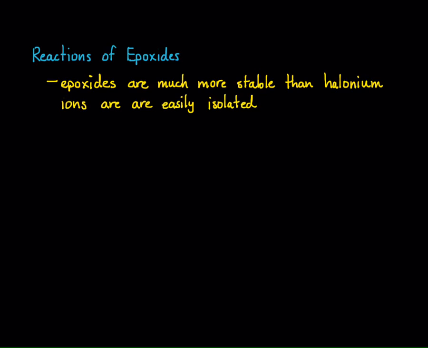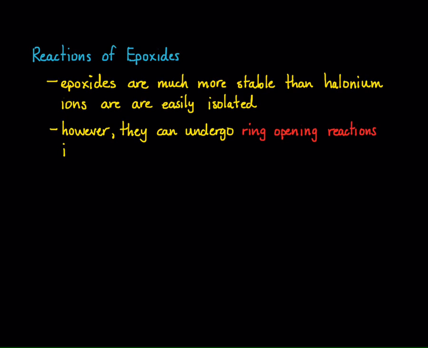So even though they're more stable, epoxides are more stable than halonium ions, they can undergo ring opening reactions in both basic and acidic conditions. And we're going to see some regiochemistry play out in either basic or acidic conditions. So let's take a look at what's happening in those two types of reactions.